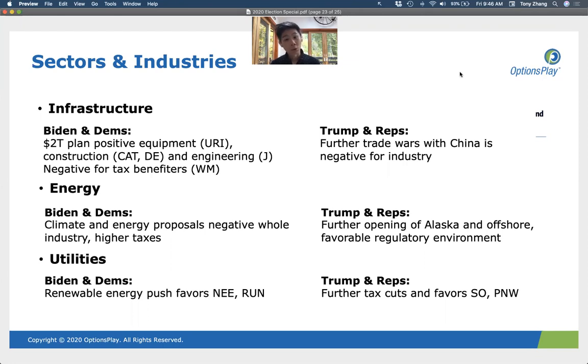Versus on the Trump side, you're likely going to see further tax cuts, and those are going to generally benefit the higher taxpayers on the utility side, predominantly names like Southern Company and Pinnacle West. These are some of the older utility companies that are paying higher corporate taxes, also potentially rolling back some regulations that could help some of those names.